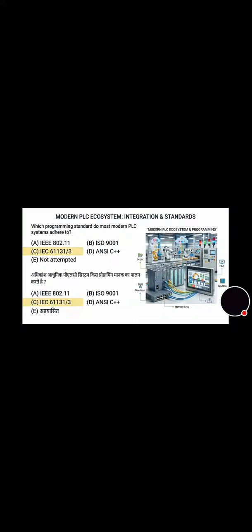Now next question. Which programming standard do most modern PLC systems adhere to? The correct answer is option C, IEC 61131-3. Now move towards the next question. Why is it crucial for a power station to regulate electrical energy generation according to demand? The correct answer is option C, because all electrical energy generated must be consumed immediately.